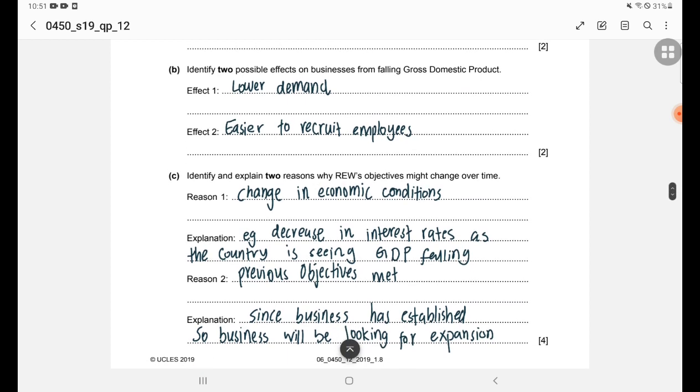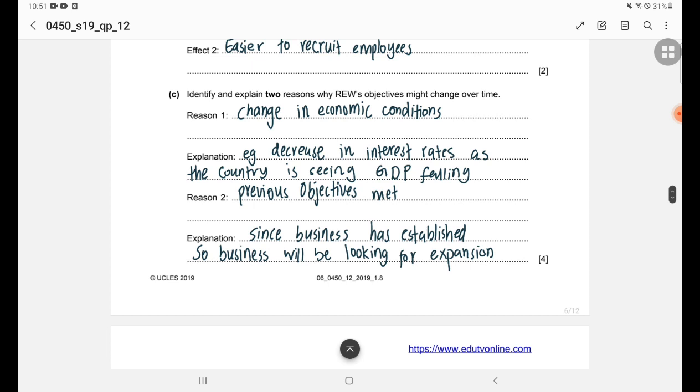Like the following question, which we'll be looking at right now, that is part C. Part C is 4 marks. You have to identify and explain 2 reasons why REW's objectives might change over time. Okay. So this one again, it could be good or it could be bad as well.